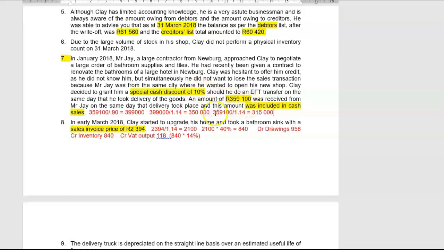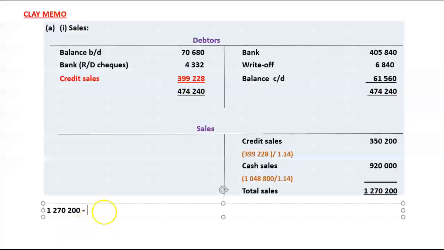We say, well, okay, it's included in the cash sales amount. Cash sales in the sales account is VAT exclusive. So that amount included in the cash sales amount in the income statement would only have been 315,000 after we removed the VAT out of the sales proceeds. So that 315,000 included in that amount of 920,000 was not subject to our normal gross profit percentage.